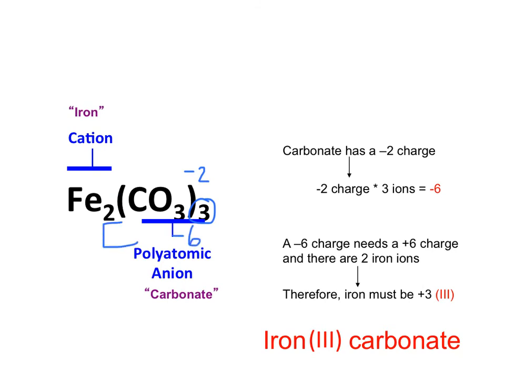Now we said that the total positive charge must equal the total negative charge. They must add up to 0. So I know that this has to be a +6, but there are 2 iron. So I'm going to divide that number by 2, and that's actually going to give me the charge of iron as plus 3. So you can see that there is a Roman numeral 3 between the words iron and carbonate. Thus your answer is iron 3 carbonate.